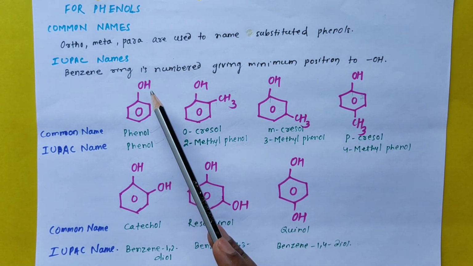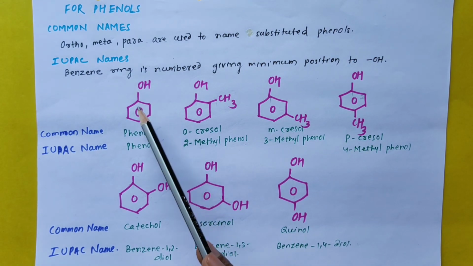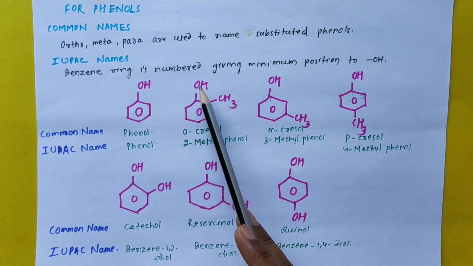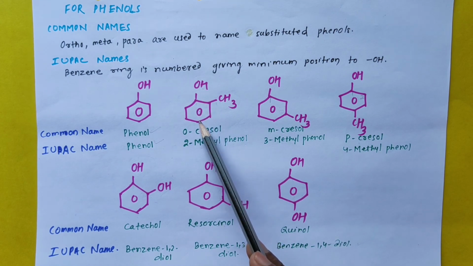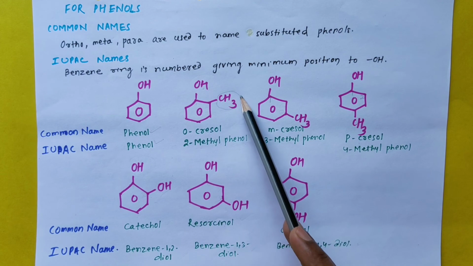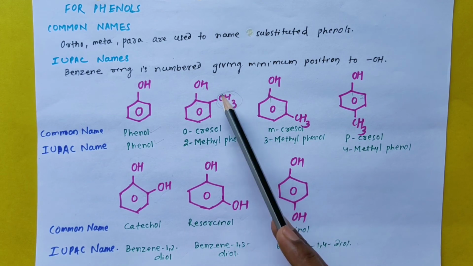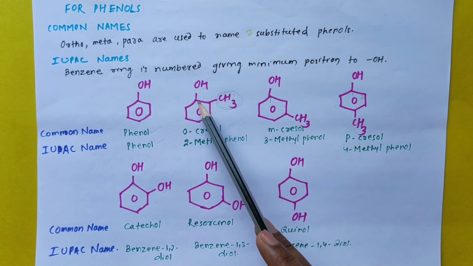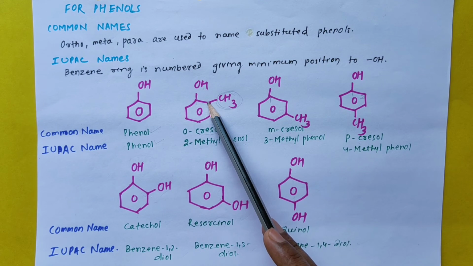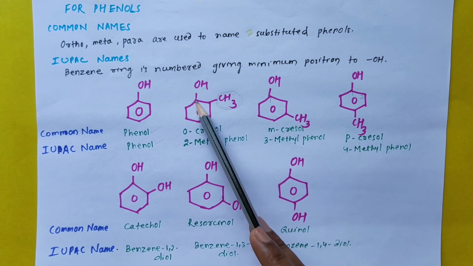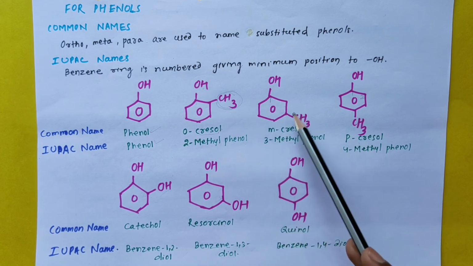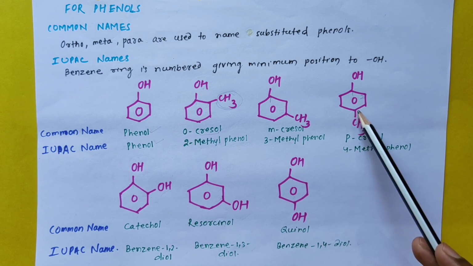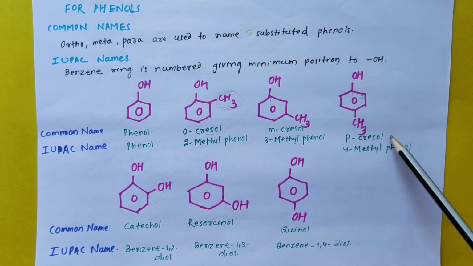Otherwise you can say also hydroxybenzene. Next, let's discuss what is the common name of this compound. Remember, whenever one OH you are finding in the benzene ring and as well as you are finding a methyl group is attached, then it is called cresol. If CH3 is at ortho position as compared to this OH, then it is called orthocresol. If it is at meta position, then it is called metacresol. If it is present at para position, then it is called paracresol.